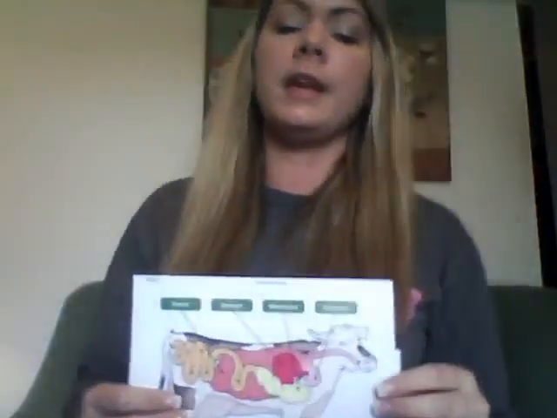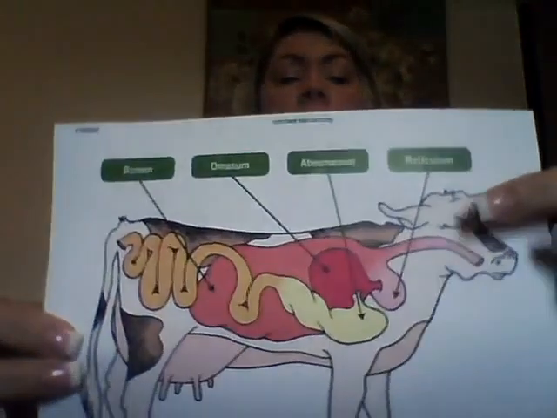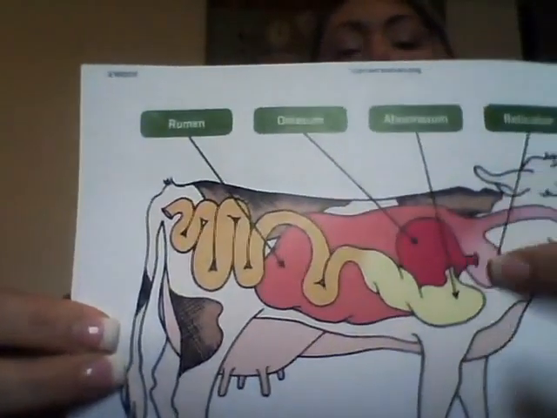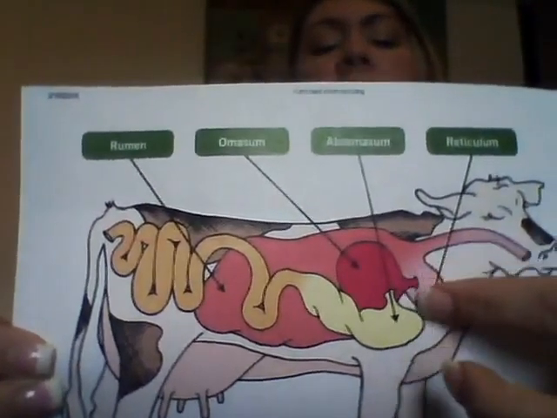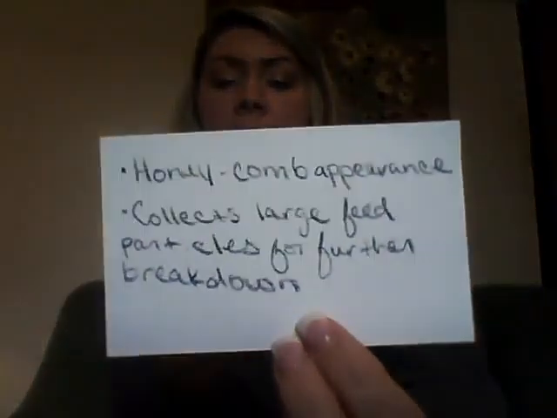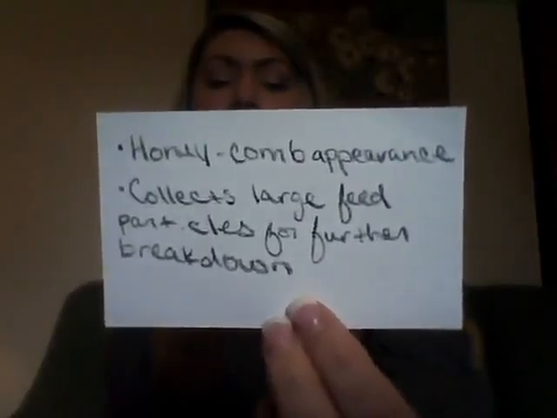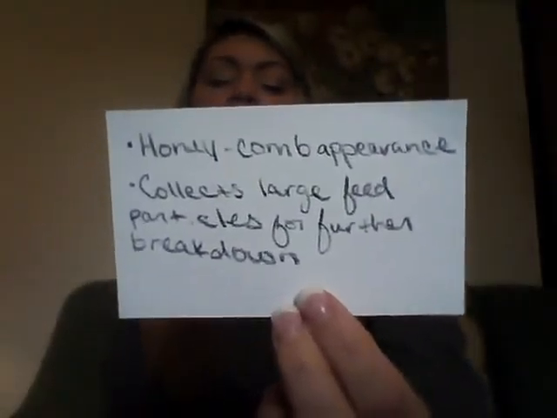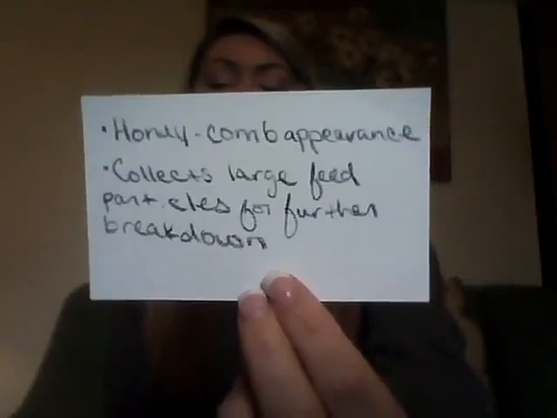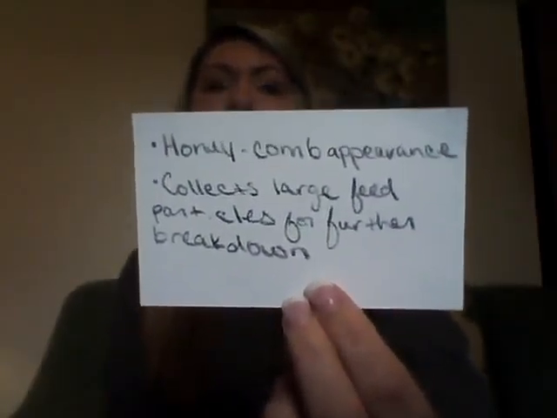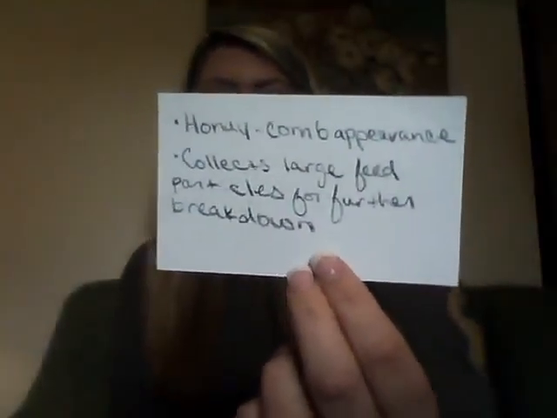So for our ruminant animals, they have a reticulum. This reticulum is the little light pink part of this stomach. The reticulum has a honeycomb-like appearance to it. It collects large feed particles for further breakdown. It is also known as the hardware section of the stomach because it collects any materials that aren't meant for digestion by an animal.